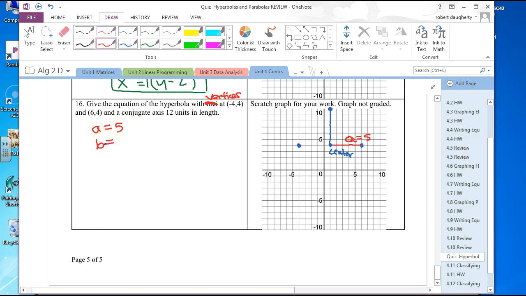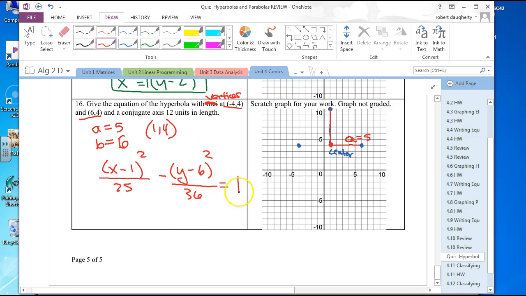The conjugate axis is 12. That means it goes up 6, down 6. B is equal to 6. And I know this is centered at, what's the center between negative 4, 4 and 6, 4? That's going to be at 1, 4. So this is going to be a horizontal. So it's (x minus 1) squared over 25 minus (y minus 6) squared over 36 equal 1. Okay, that's it, guys.